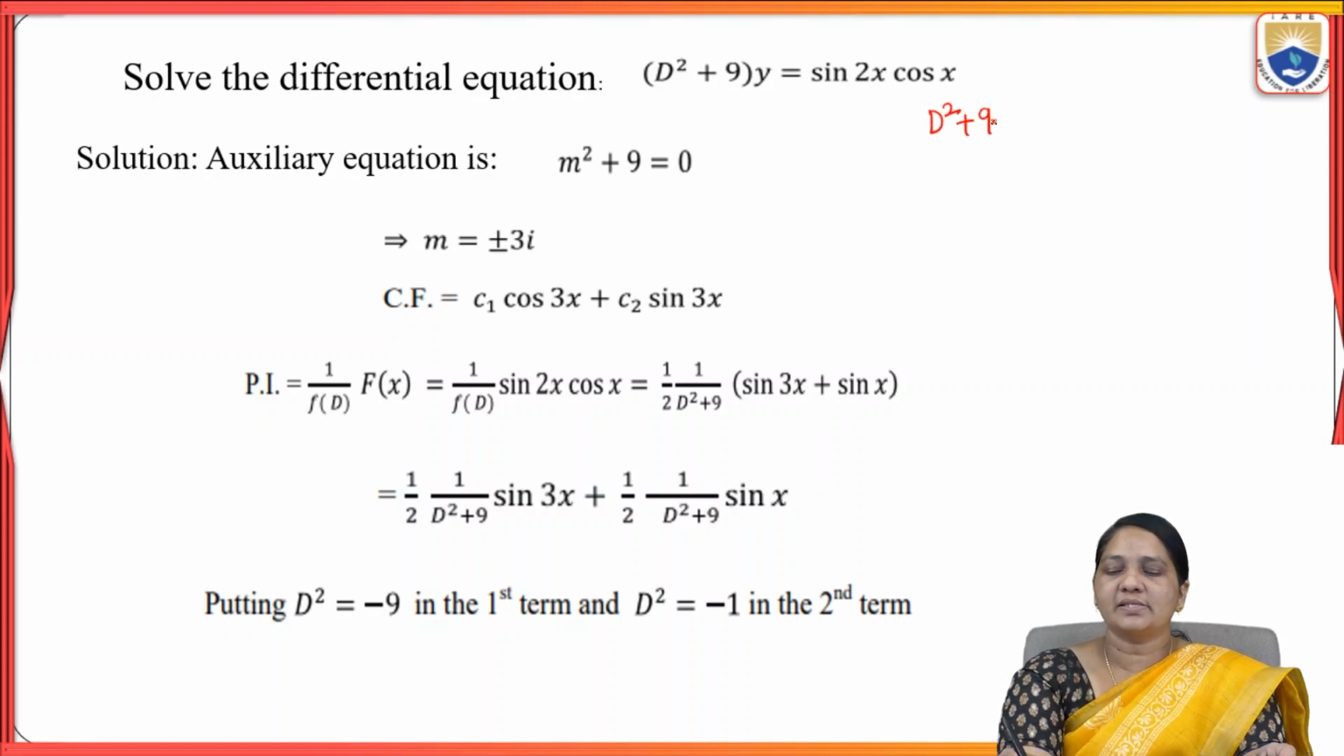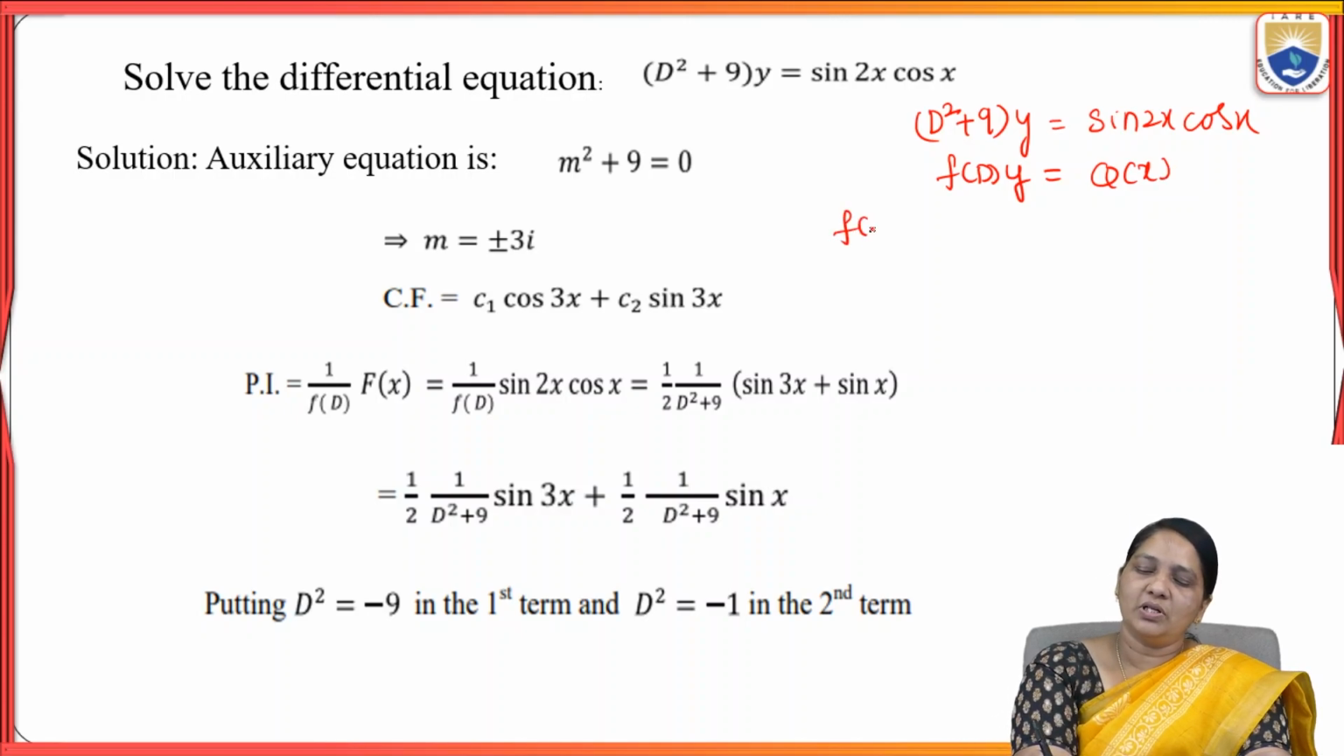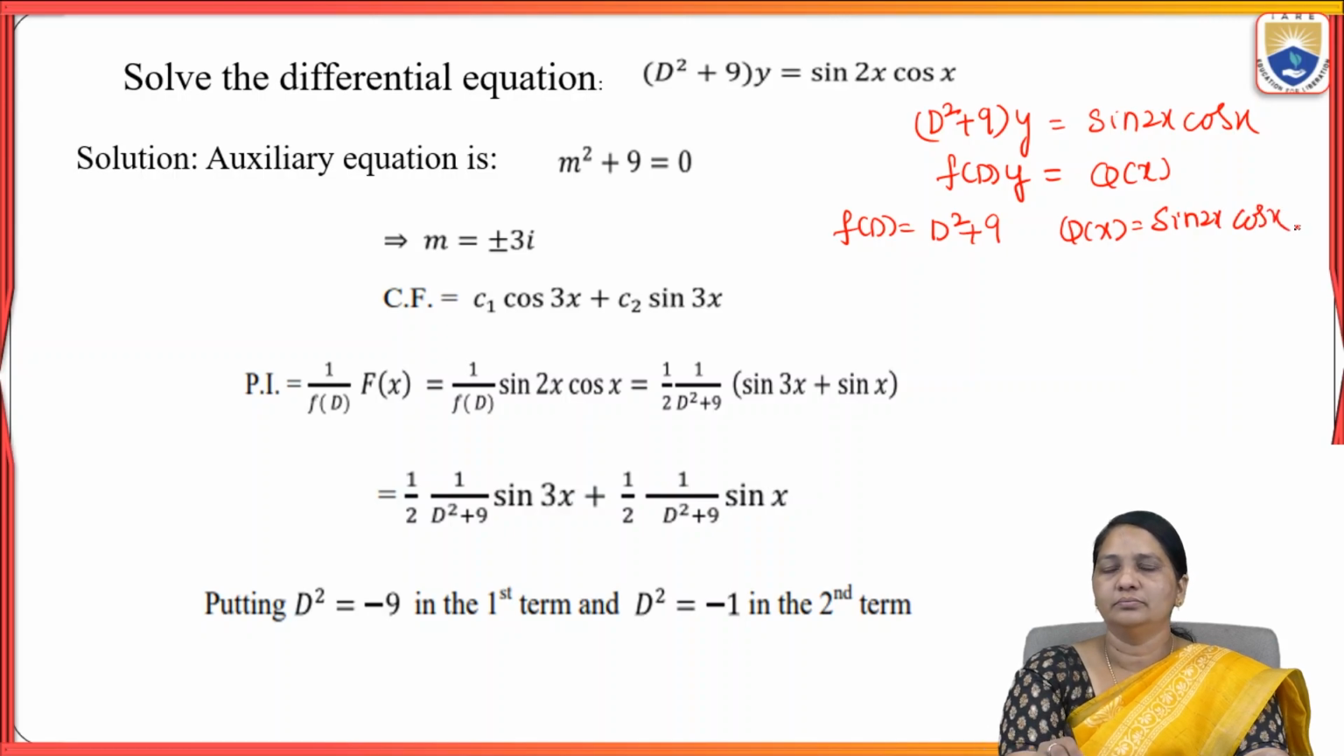d square plus 9 into y is equal to sin 2x into cos x. So here, when I am comparing with the general equation, that is f of d into y equal to q of x, f of d value is d square plus 9 and q of x value is sin 2x into cos x. Now according to this procedure, I have to follow the method two.